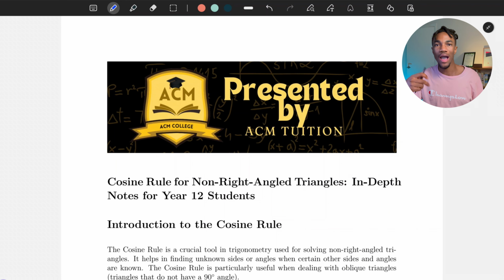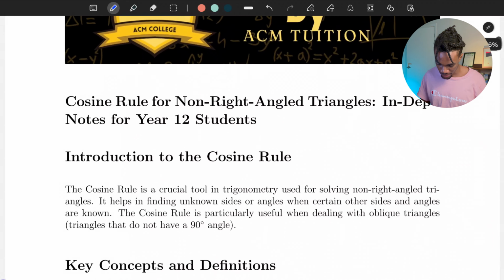Hey guys, so now we're going to go over the cosine rule for standard mathematics. Okay, let's get into it.